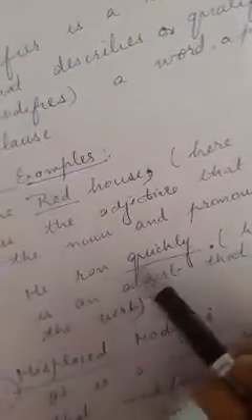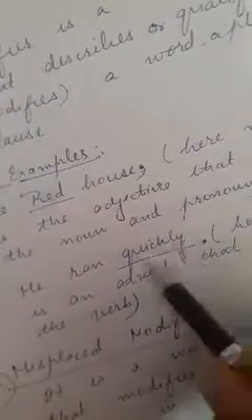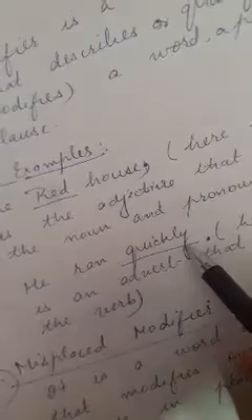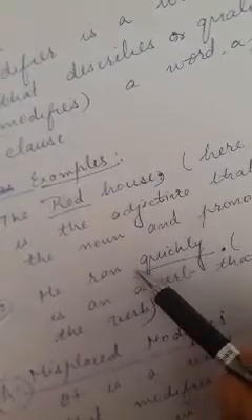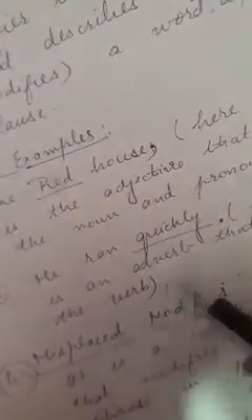Then secondly we have another example: he ran quickly. So how did he run? He ran quickly. Here quickly in this sentence is an adverb, but it is describing the running of the person. It is adding a little more detail or specification to how he ran. So here the adverb quickly is also a modifier. Here the modifier is an adverb that modifies the verb.